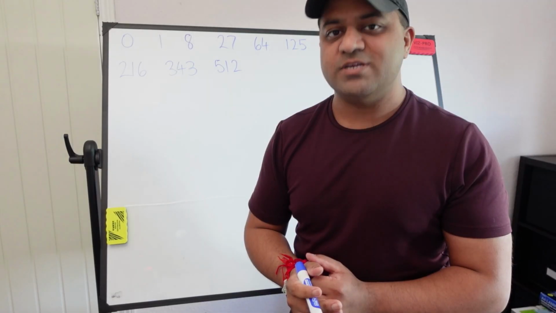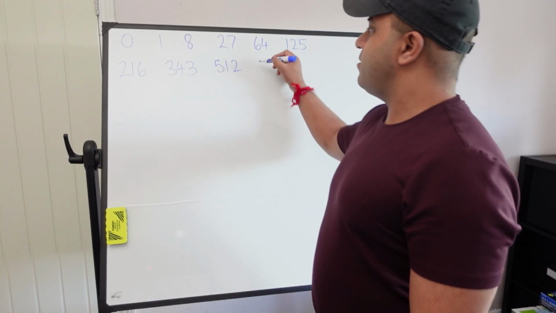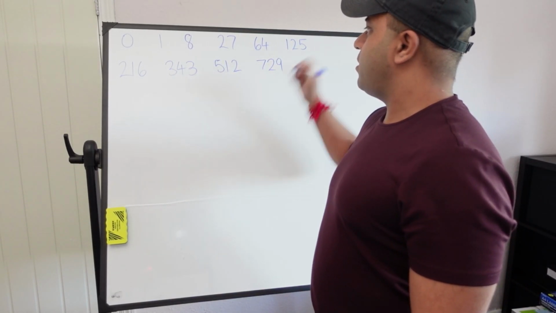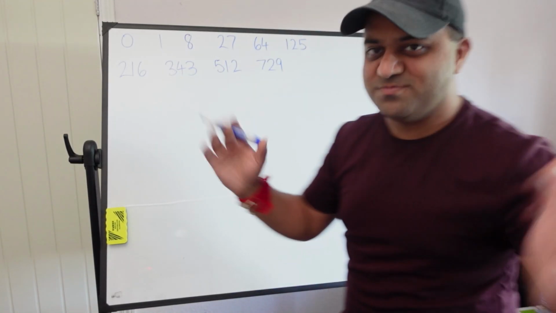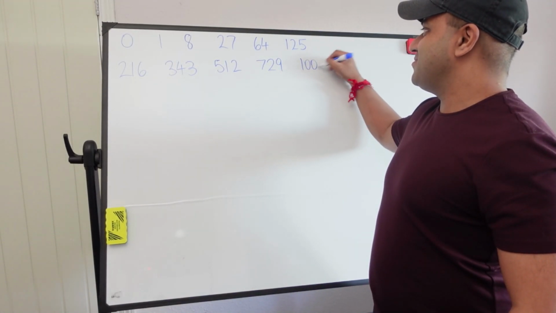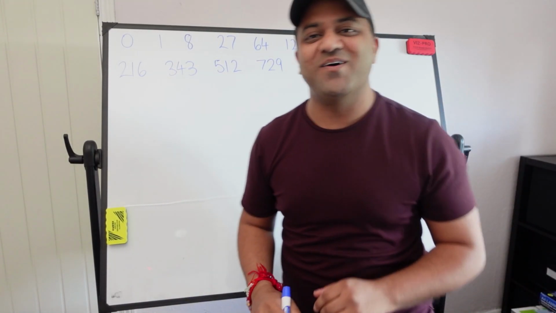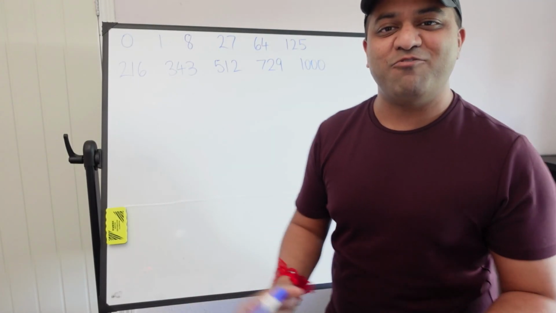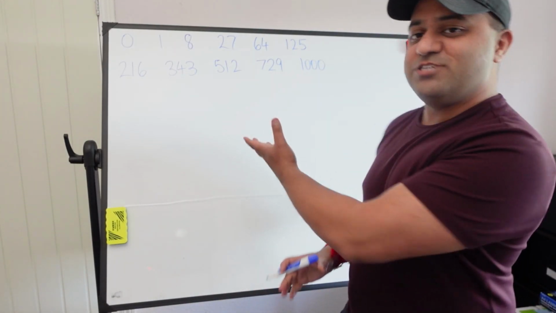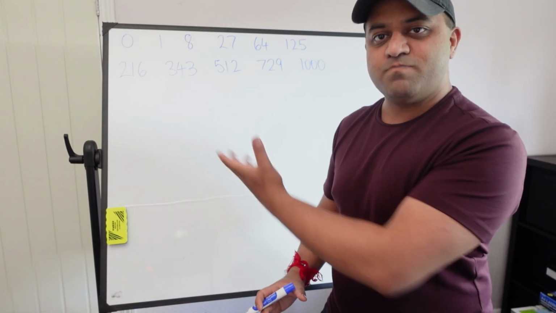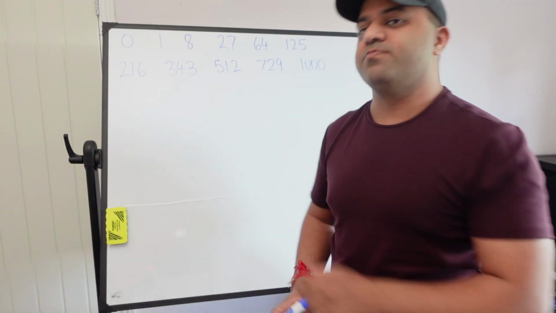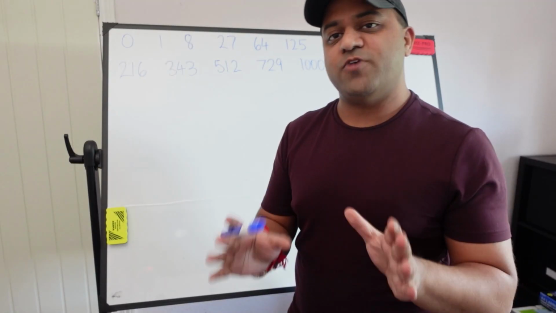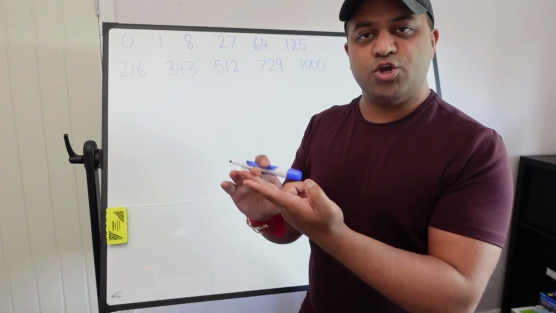9 cubed is 729. And 10 cubed, let me think about this, must be 1000. Okay, I promise I'll stop doing that now. So if you want to challenge yourself, make sure you can recognize that these numbers are cube numbers, and then you know which number is cubed, which creates them. Alright, so those are the first two lists, square numbers and cube numbers.